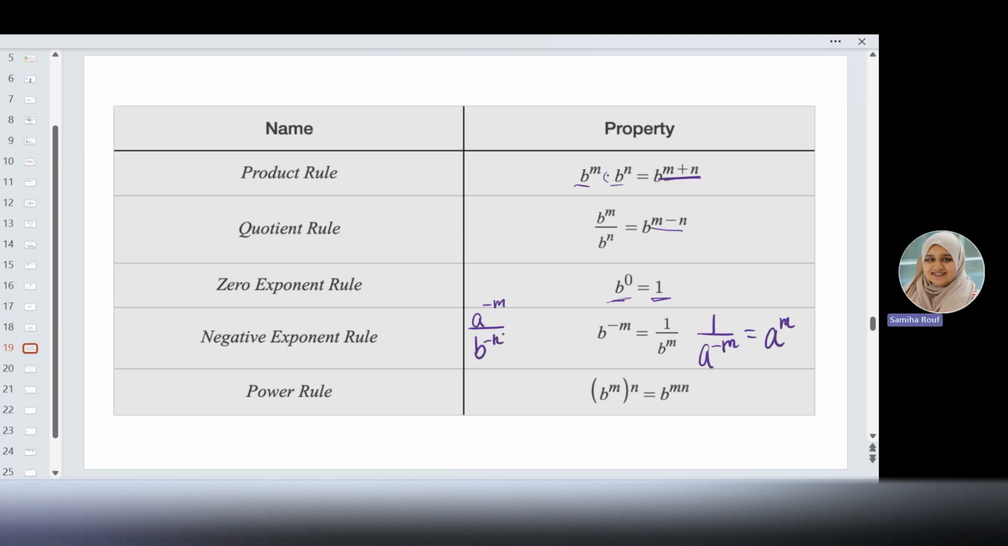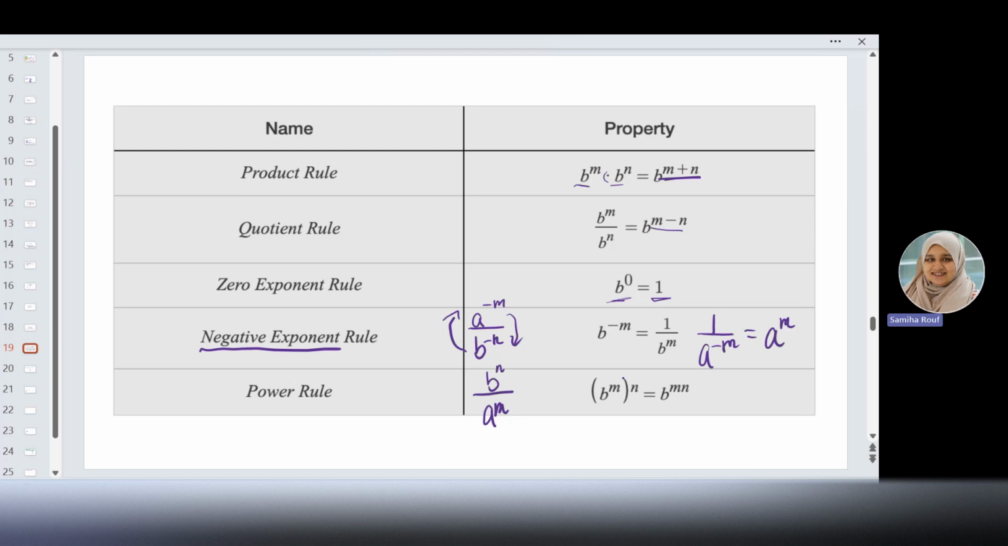So we have this fraction. Essentially, if something is negative in the numerator, it's going to become positive when it goes into the denominator. If the exponent is negative in the numerator and you move it to the denominator, it becomes positive. And then b has a negative exponent in the denominator, so if I move it up to the numerator, now it's positive. So that's how negative exponents work.